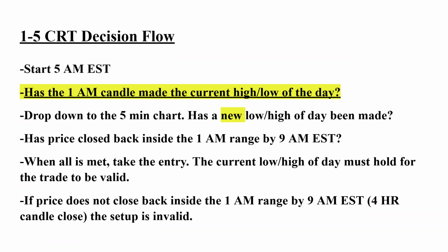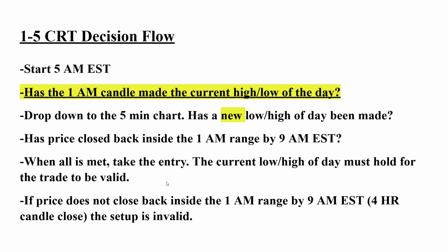So here's our decision flow for the 1-5 model. Number one, you start at 5 a.m. Eastern, during London session. You have to ask yourself, has the 1 a.m. candle made the current high or low of the day? If it has, you can continue. You can drop down to the 5-minute chart and ask, has a new high or low been made? If so, once that happens, you want to wait for price to close back inside the 1 a.m. candle range, and it has until 9 a.m. to do so. When all that criteria is met, you take the entry and your stop loss just goes above the high or low of the day.